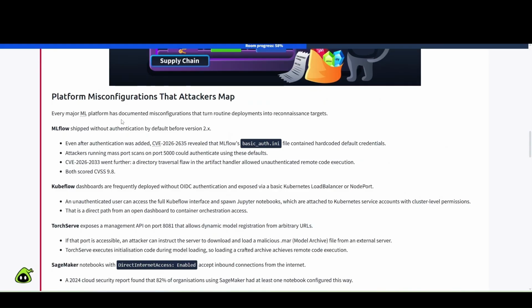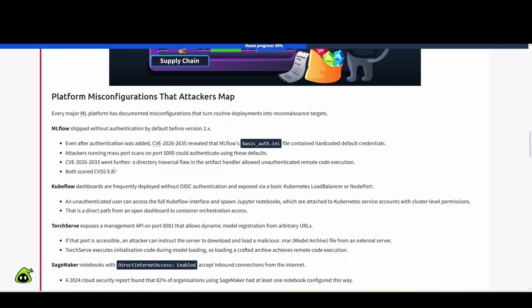Every major ML platform has documented misconfigurations that turn routine deployments into reconnaissance targets. MLflow shipped without authentication by default before version 2.x. Even after authentication was added, CVE-2026-2635 revealed that MLflow's basic_auth.ini file contained hard-coded default credentials. Attackers running mass port scans on port 5000 could authenticate using these defaults.